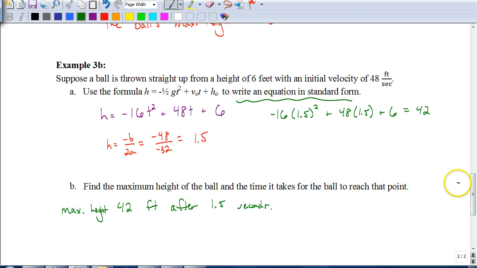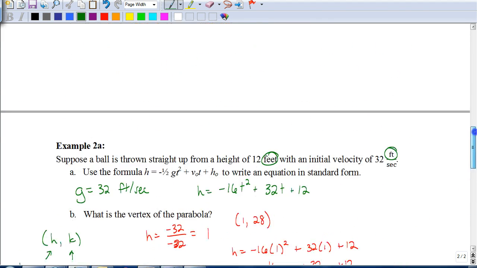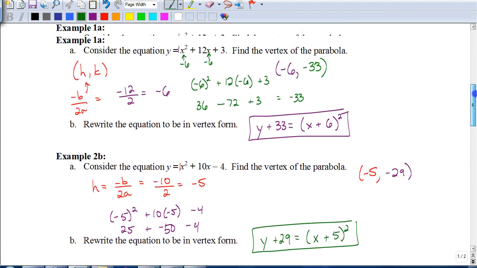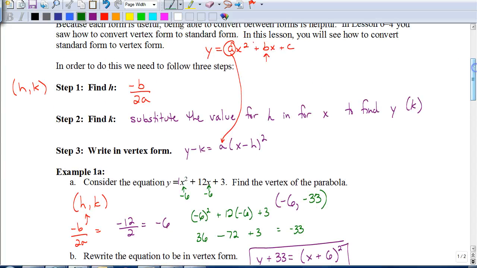So with that, we're going to end this video. But again, the key part of this video is to make sure that you know these steps to be able to write an equation that's in standard form to get it in vertex form. You'll see, though, that it's a relatively simple process. So good luck on your assignment.